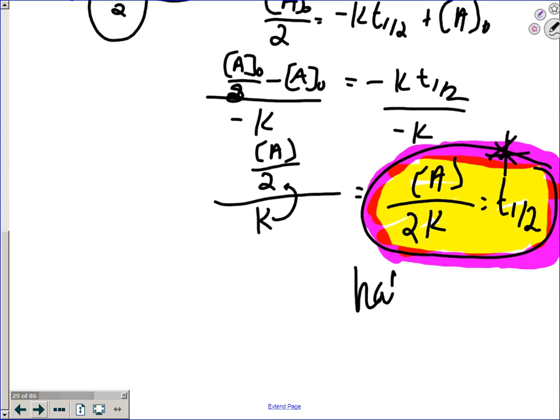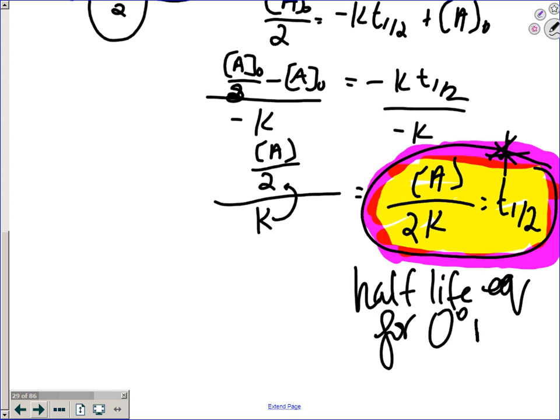Half-life equation for a zero order reaction. So what's weird is that the differential rate law has nothing to do with concentration, right? Concentration does not influence the rate, but does it influence the half-life? It does, because it's in the half-life equation. So initial concentration must influence the half-life, because it is in the half-life equation.